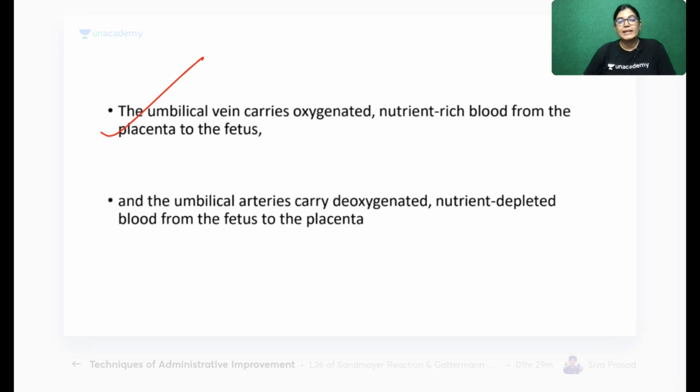So the umbilical vein carries oxygenated blood, that is nutrient-rich blood, from the placenta to the fetus, and the umbilical arteries carry deoxygenated, nutrient-depleted blood from the fetus to the placenta.